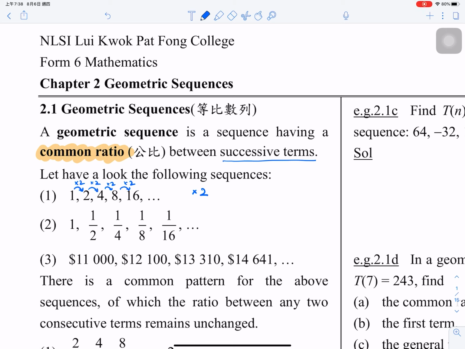How about the second sequence? 1, 1 over 2, 1 over 4, 1 over 8, 1 over 16, and so on. You found that this one is times 1 over 2, times 1 over 2, right? Then you can get the next term, so times 1 over 2.